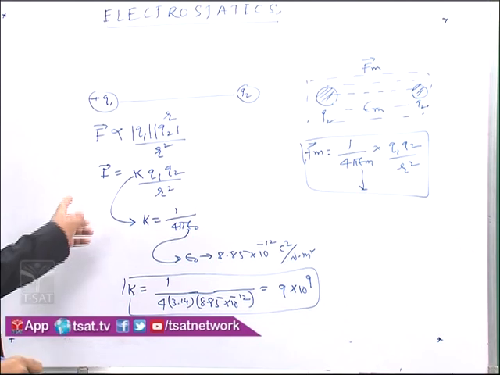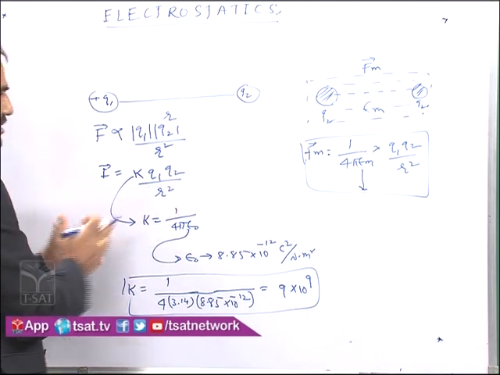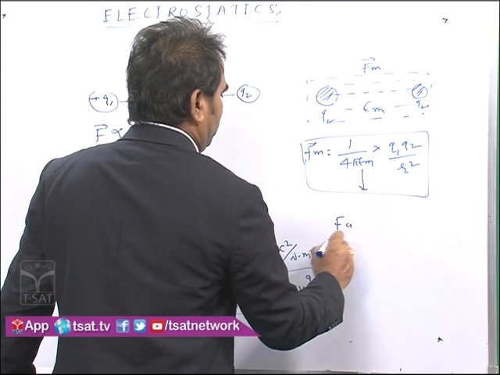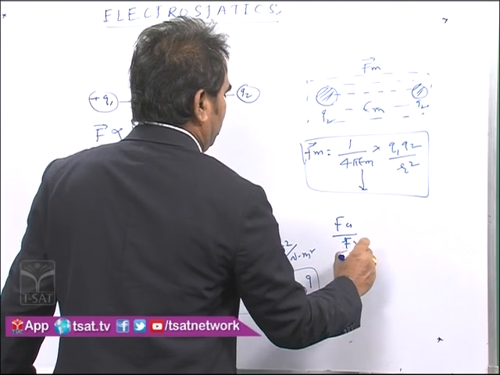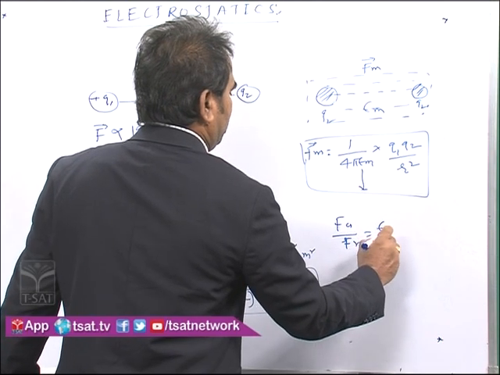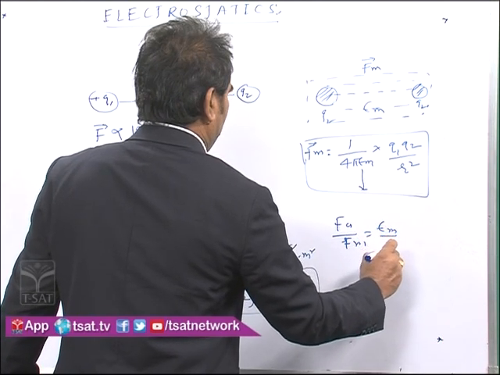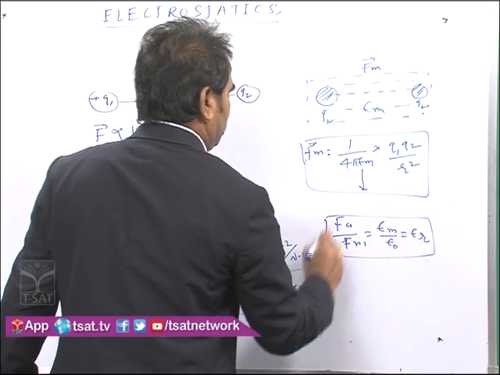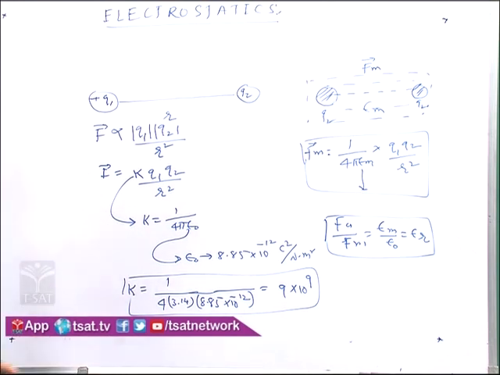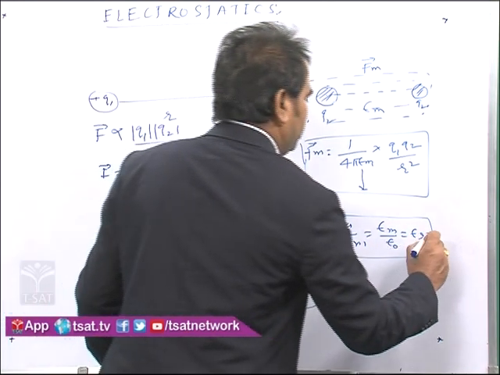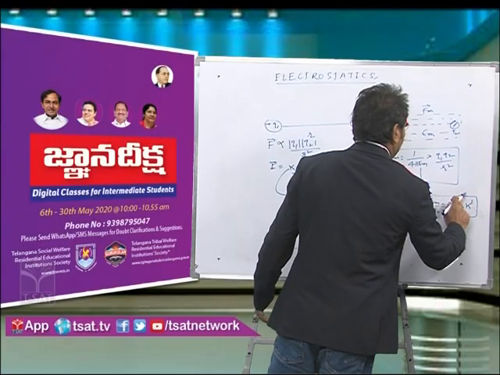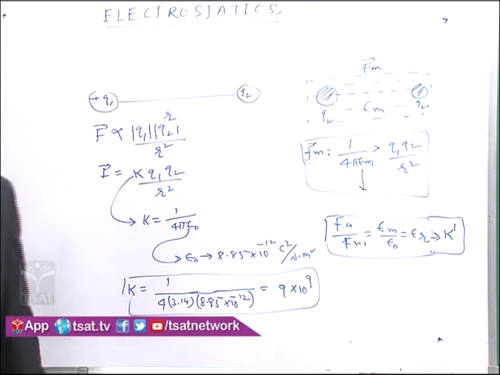From these two equations it is very clear that F upon Fm is equal to epsilon m upon epsilon naught. This is called the relative permittivity of the medium. This is also represented by capital K dash, which is called the relative permittivity.